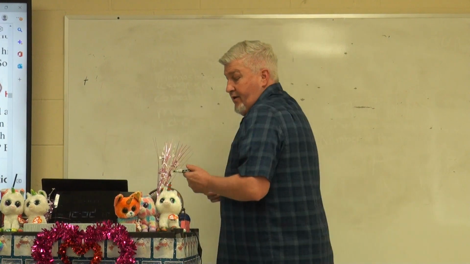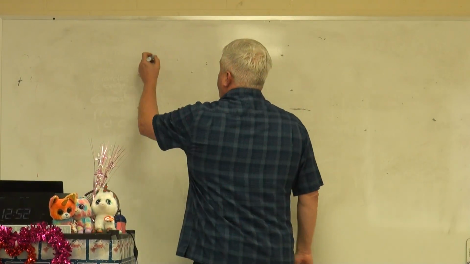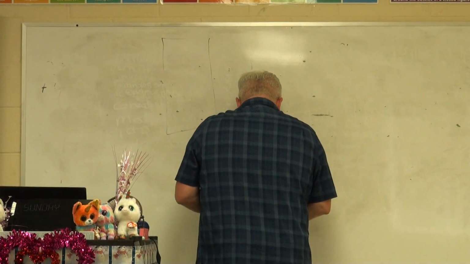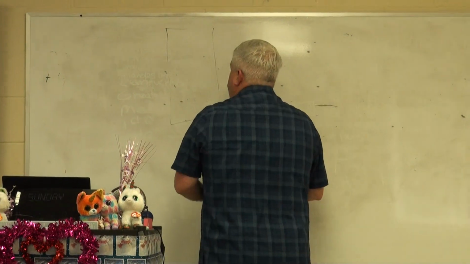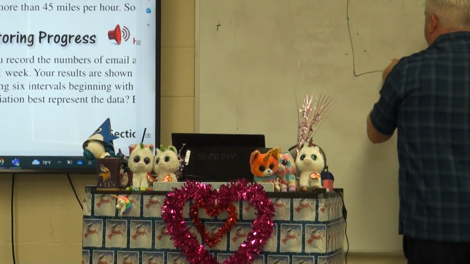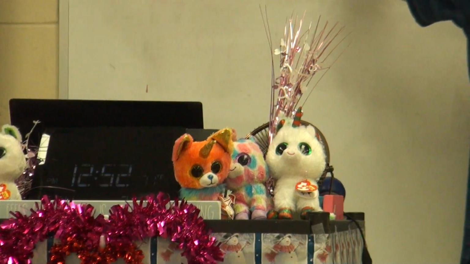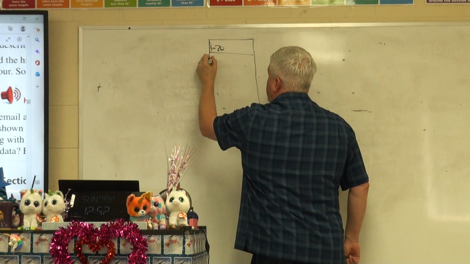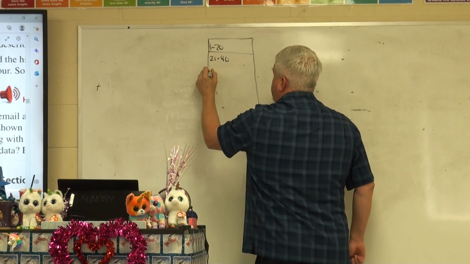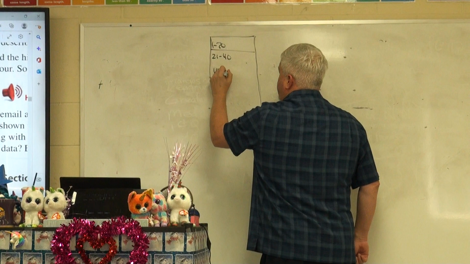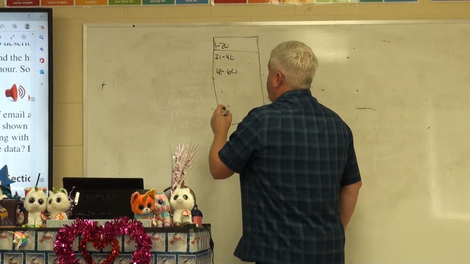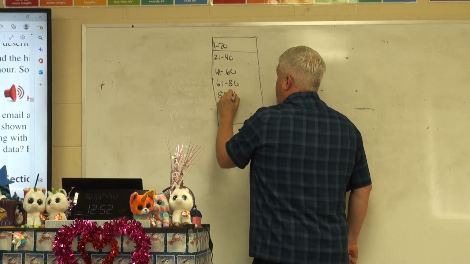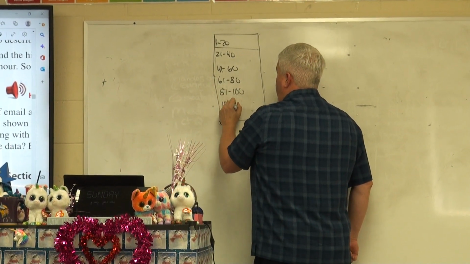All right. So we're going to come back now. Start by making our table. Marker seems to be dying. Let me see if this one's better. And it wanted us to do it at intervals of 20. 1 to 20, 21 to 40, 41 to 60, 61 to 80, 81 to 100, and 101 to 120.